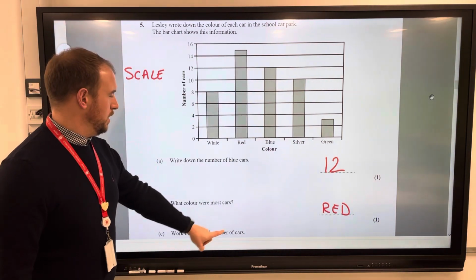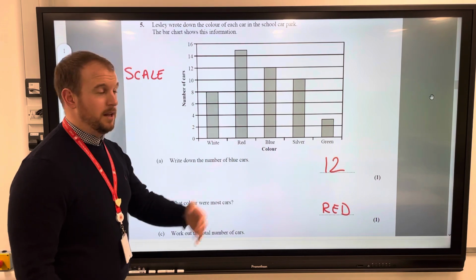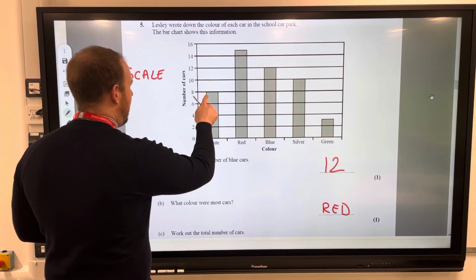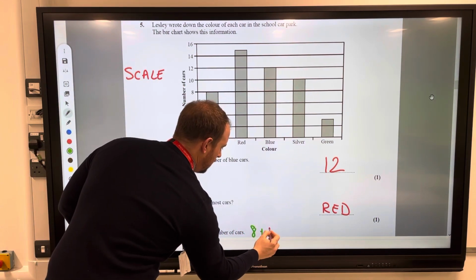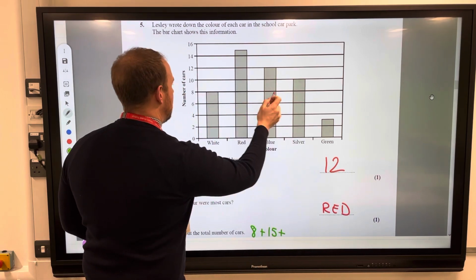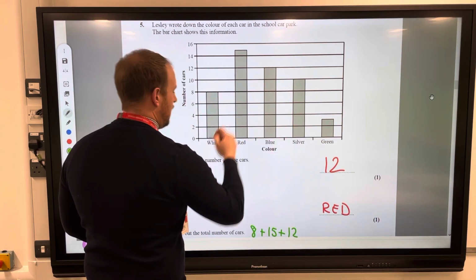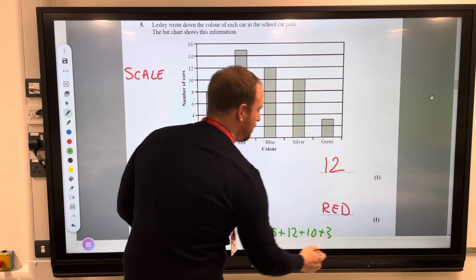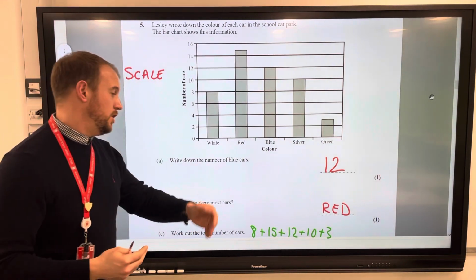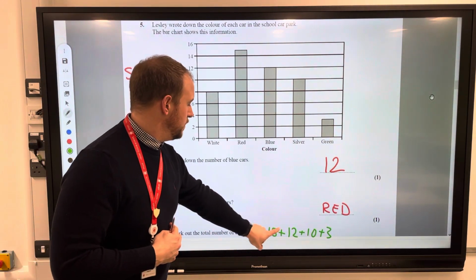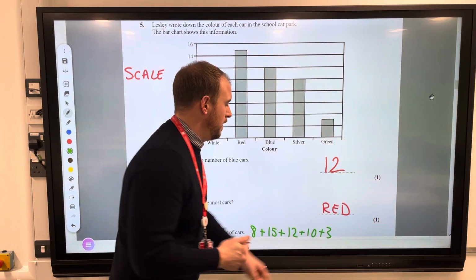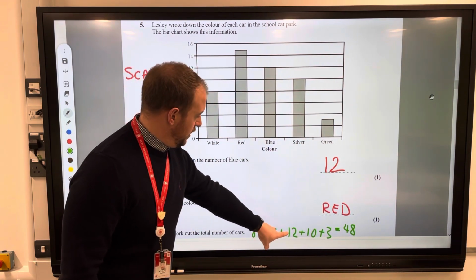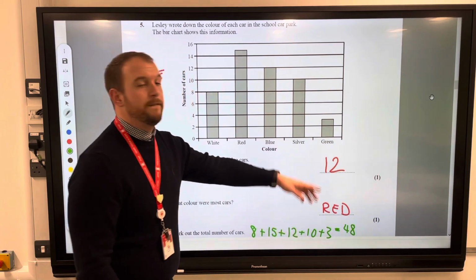Work out the total number of cars. Well, total, add them up. So now we've got a few different numbers. We have 8 add 15, add 12, add 10, add 3. Now you could use a column method, or if you're a bit quicker than that, you can just add them up as you're going. So 8, 23, 35, 45, 48. Just check. 8, 23, 35, 45, 48. So there are 48 cars.